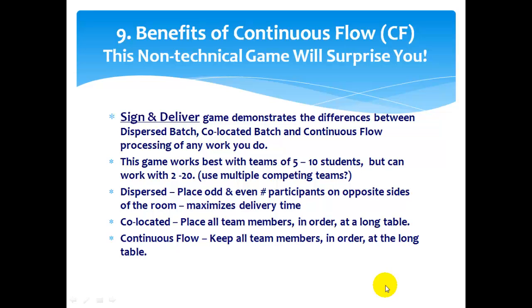Dispersed, we place the odd and even participants on opposite sides of the room. Therefore, when one has to deliver to 2, 2 back to 3, and so forth, we maximize delivery times. Then we're going to co-locate them, placing the team members all in order at a long table, but we're still going to be batch processing. Then we're going to allow the members to sit at that same table in order, and we're going to do some continuous flow work.